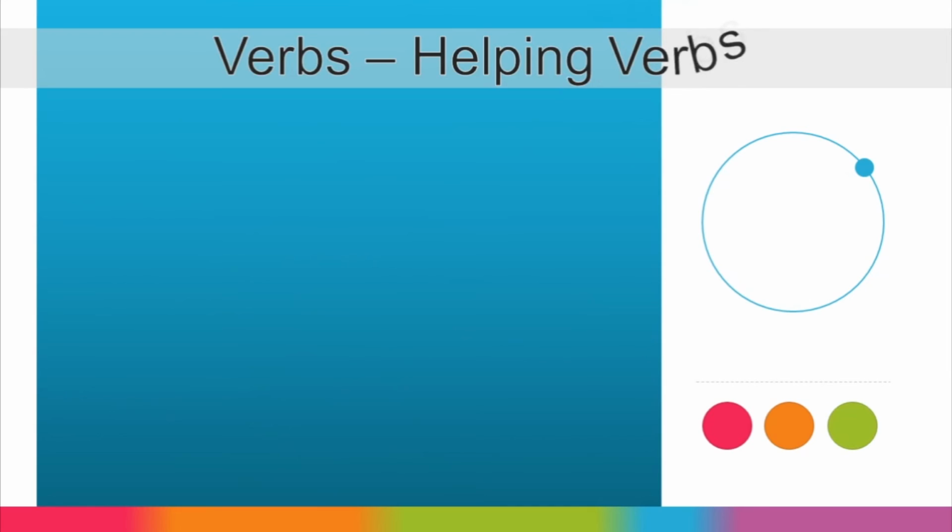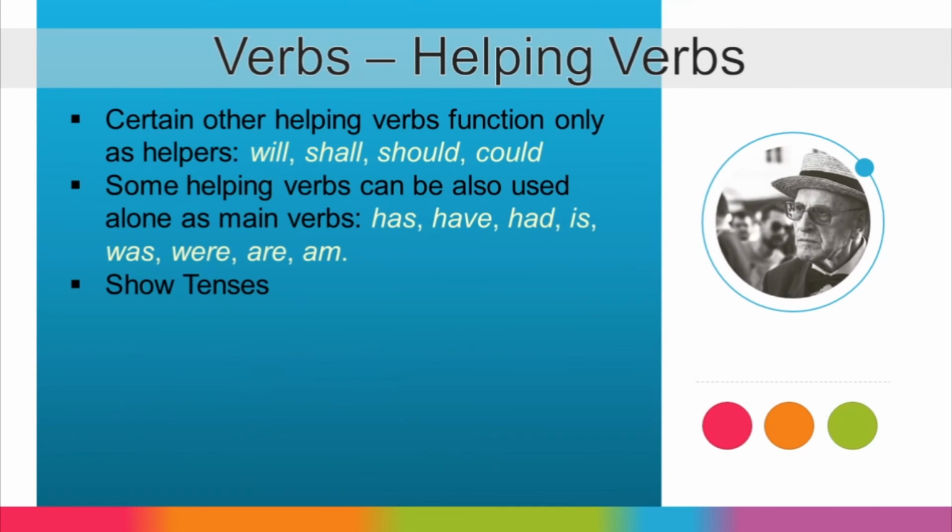Now let us move on to the last kind of verbs, which are helping verbs. Certain helping verbs function only as helpers, in this case words such as will, shall, should, or could. You have to use these with other verbs that actually describe the action. However, some helping verbs can also be used alone as main verbs, such as has, have, had to show ownership, or the to be verbs: is, am, are, was, were. And these can also be used as helping verbs to show tenses mainly.